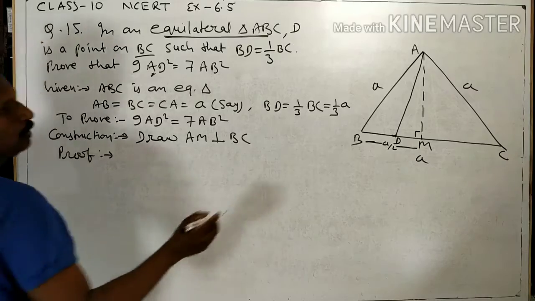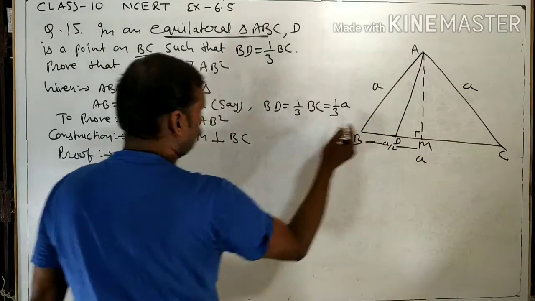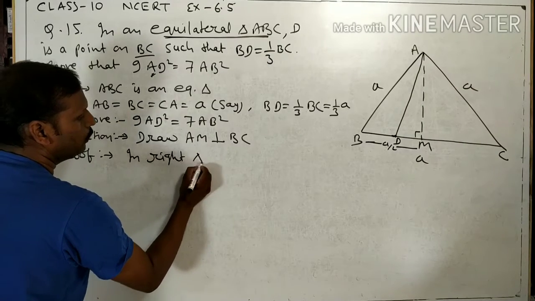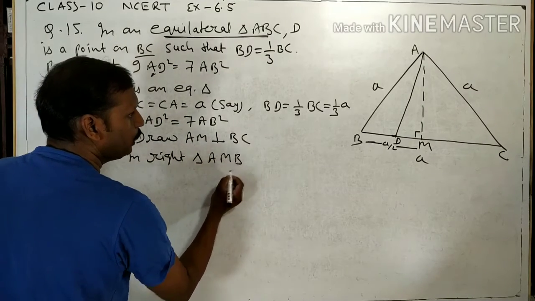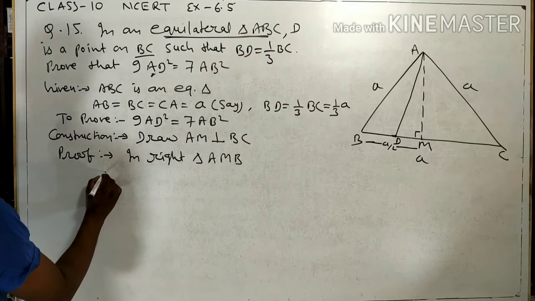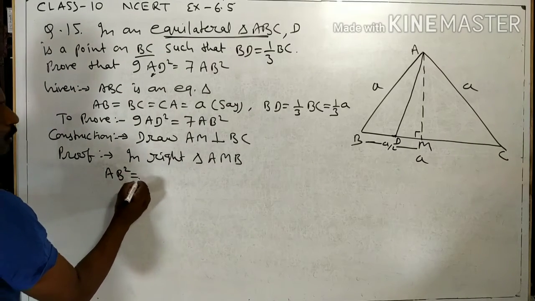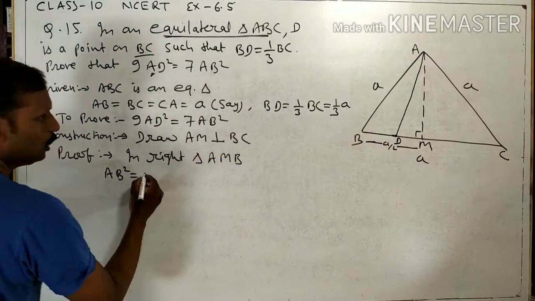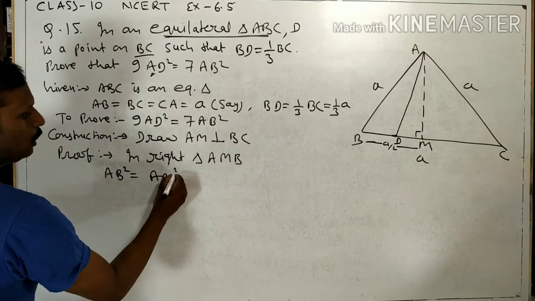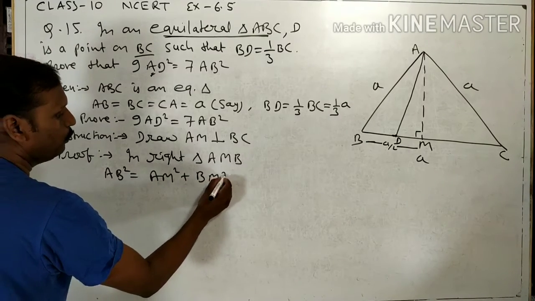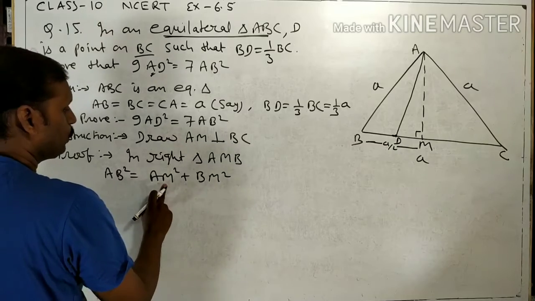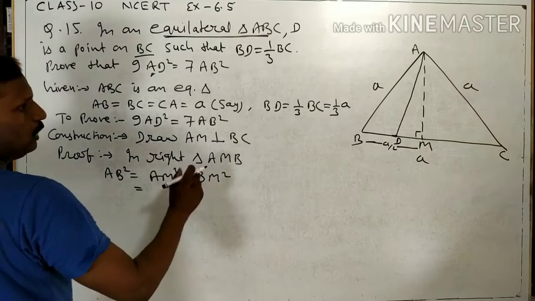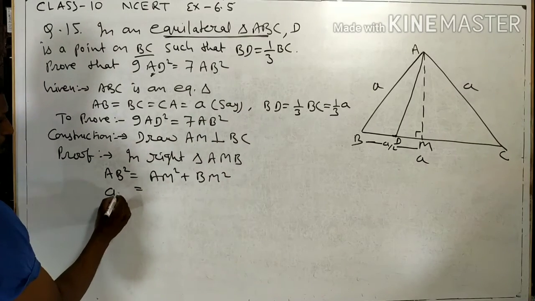Now I am going to prove it. Proof. In right triangle AMB, AB square equal to AM square plus BM square using Pythagoras theorem. Hypotenuse square equal to perpendicular square plus base square. Now AB is A. So convert it into A.